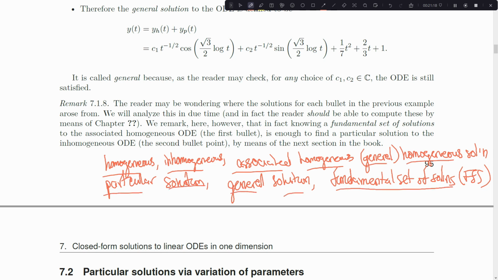And then basically the rest of the chapter is going to be like, okay, how do we actually go through this process?